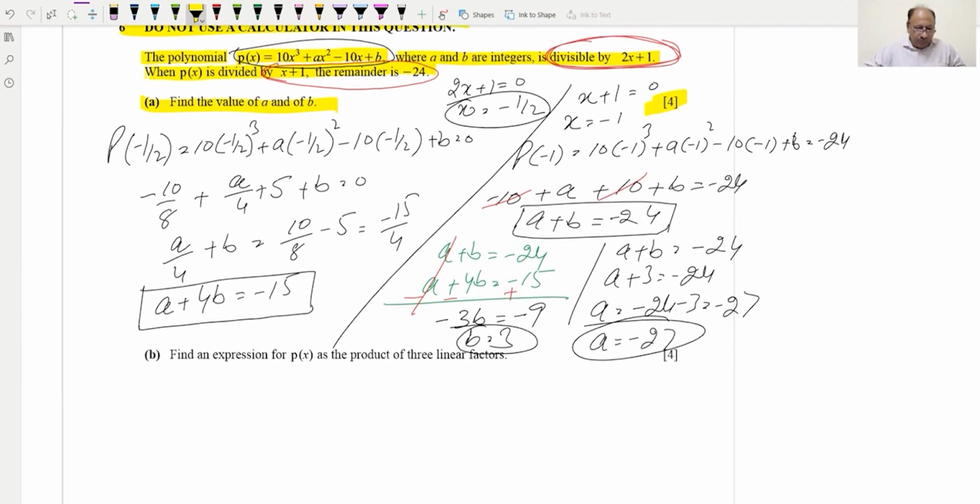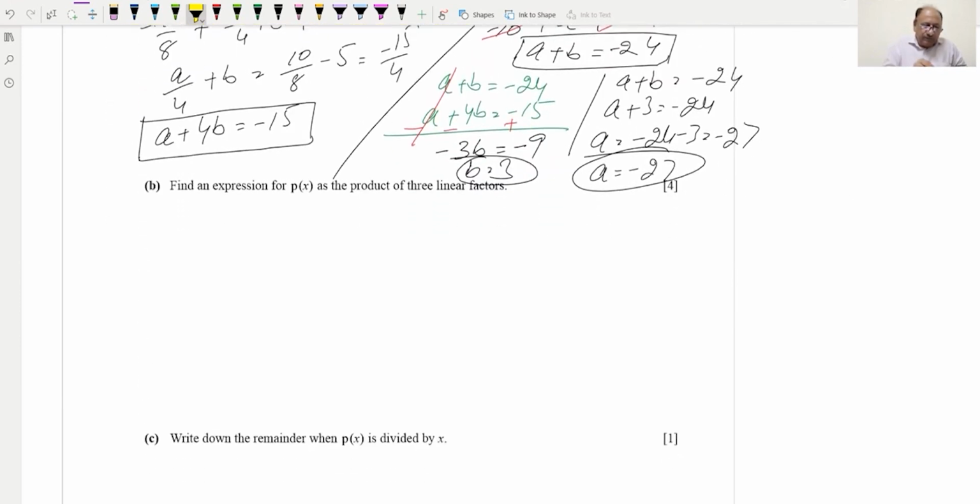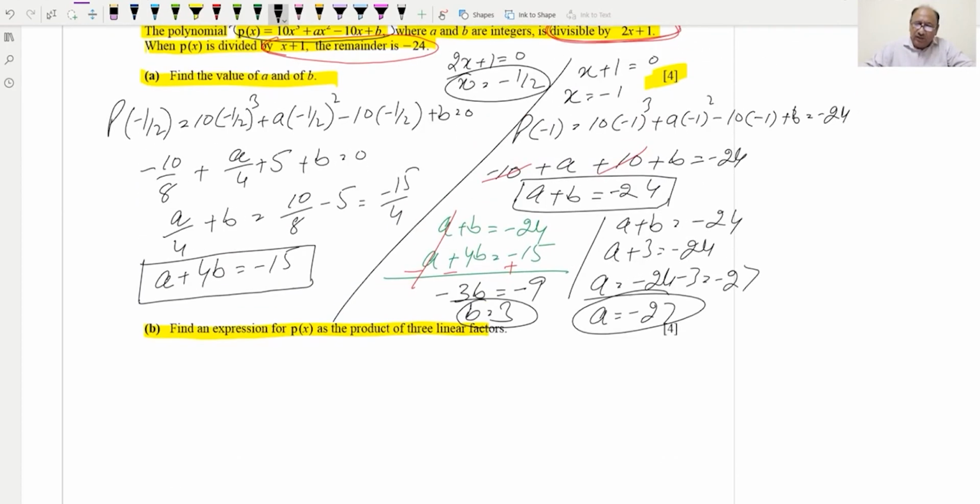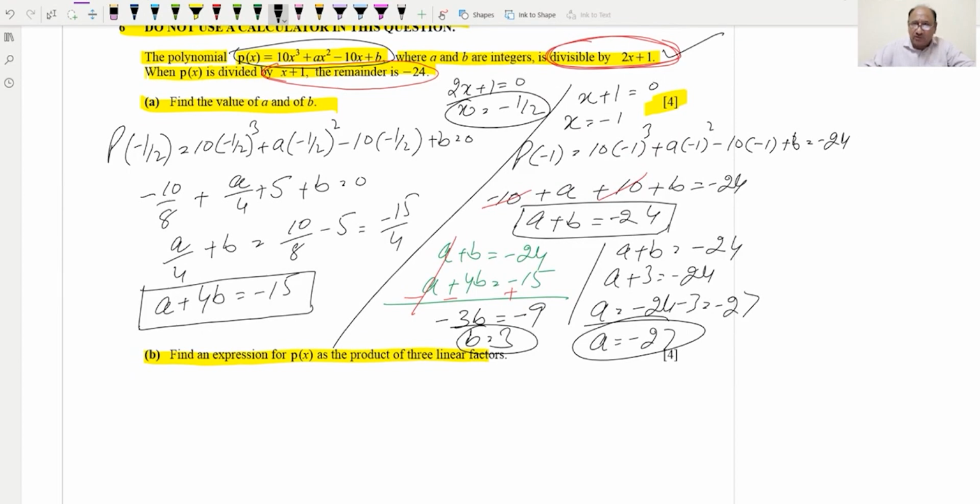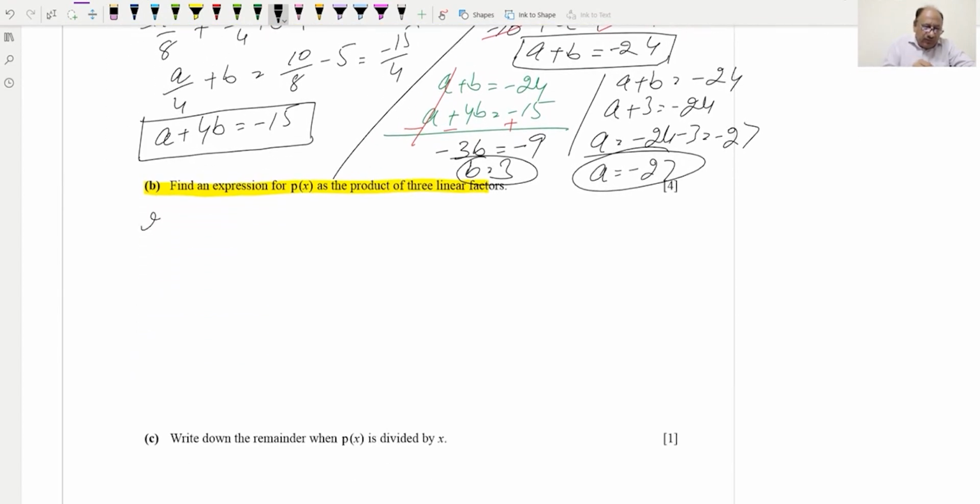Now the b part: find an expression for p of x as the product of three linear factors. We need to find this. We know one thing is given, that it is divisible by 2x plus 1. So one factor is 2x plus 1, and the second factor we need to find. So the p of x we can write as 10x cubed, now replacing a and b values which we found in the previous part, minus 27x squared minus 10x plus 3. So this is now our p of x.